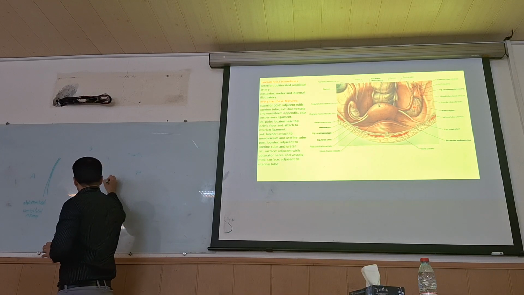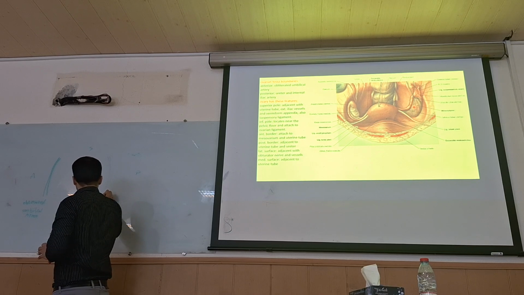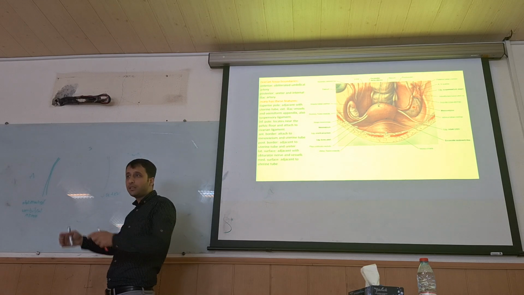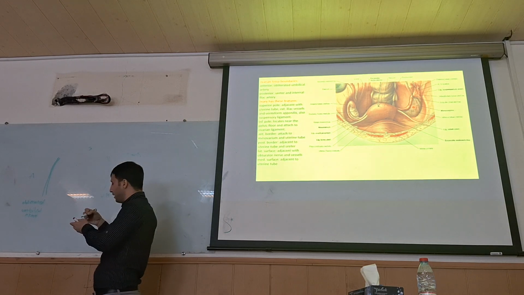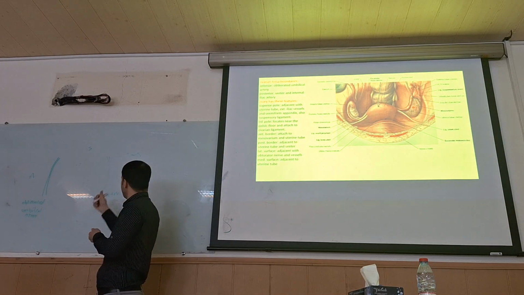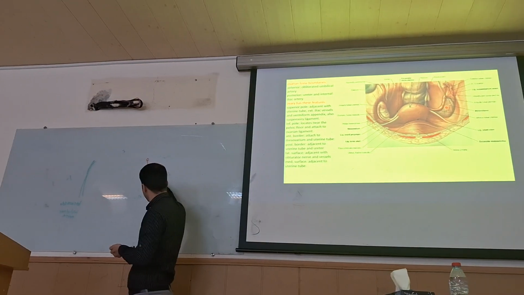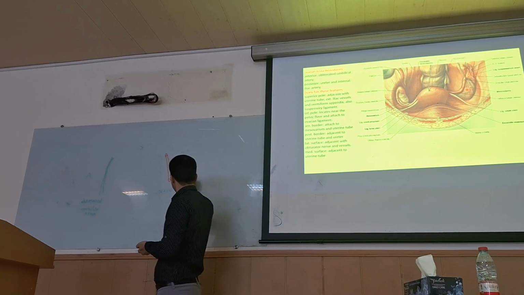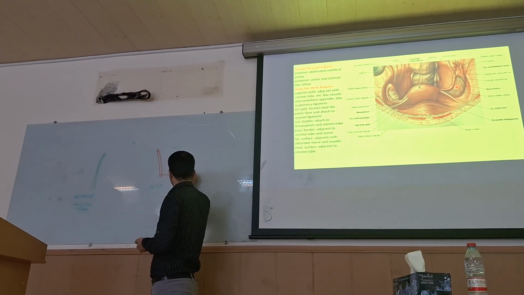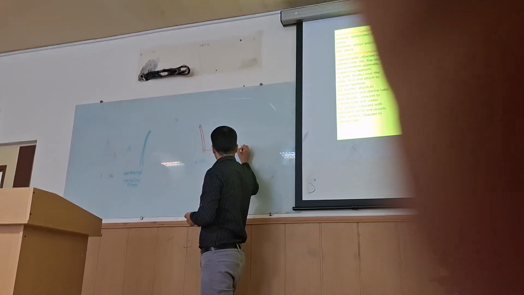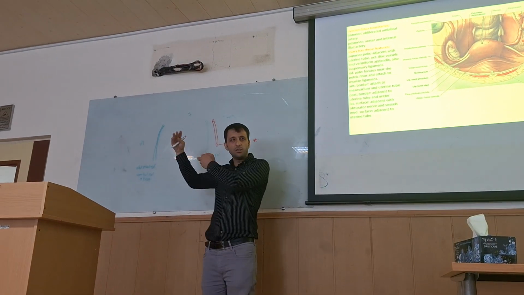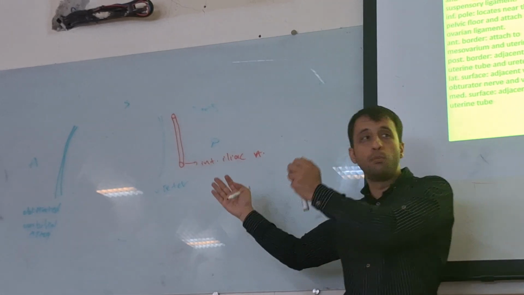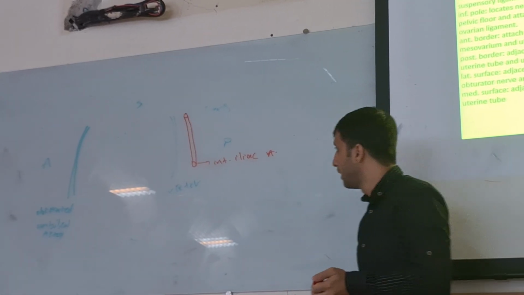The posterior boundary of the ovarian fossa is the ureter, and posterior to the ureter we have a vessel. Which vessel? The internal iliac artery. And posterior to the artery we have the internal iliac vein. It is the posterior boundary of the ovarian fossa.